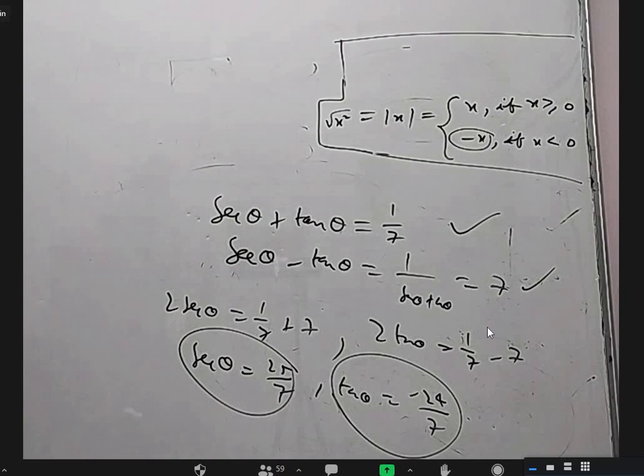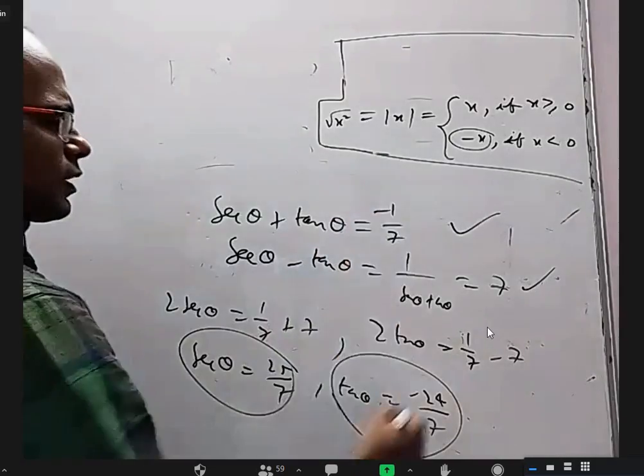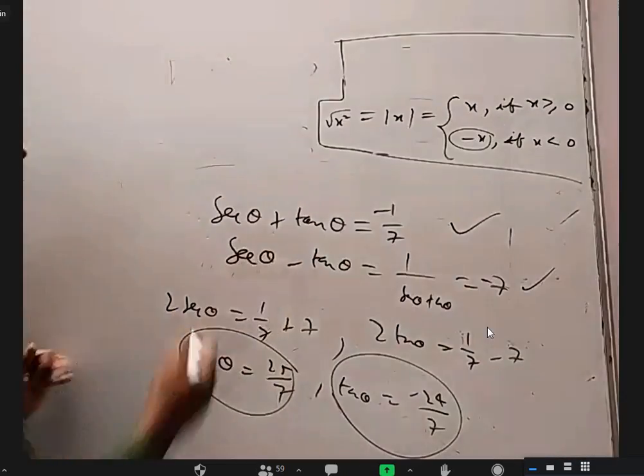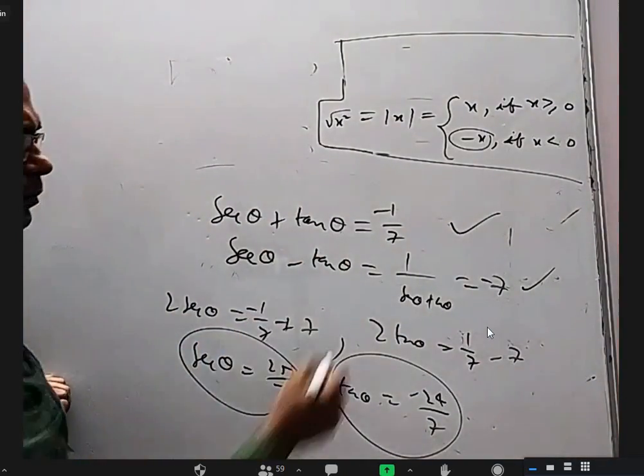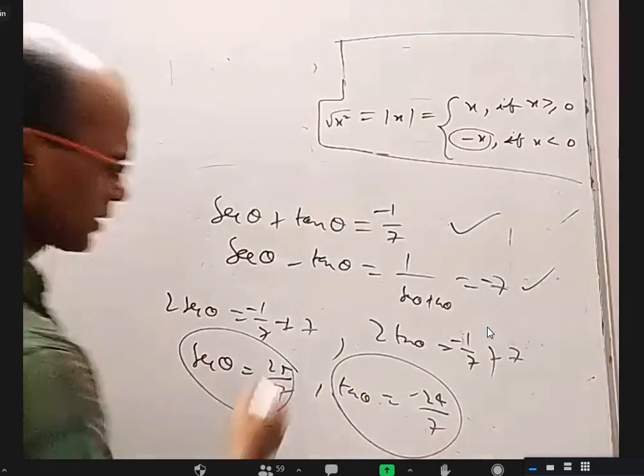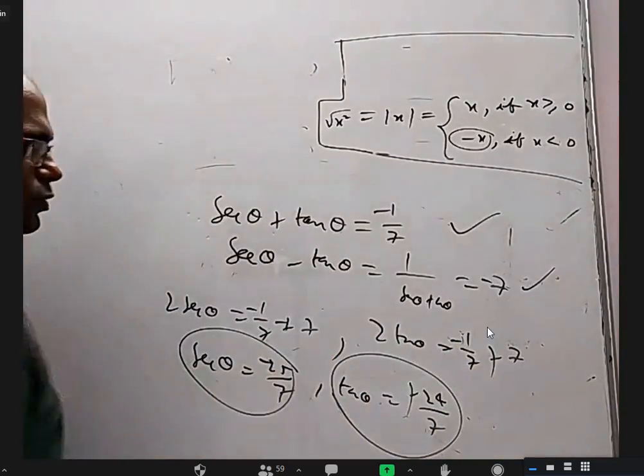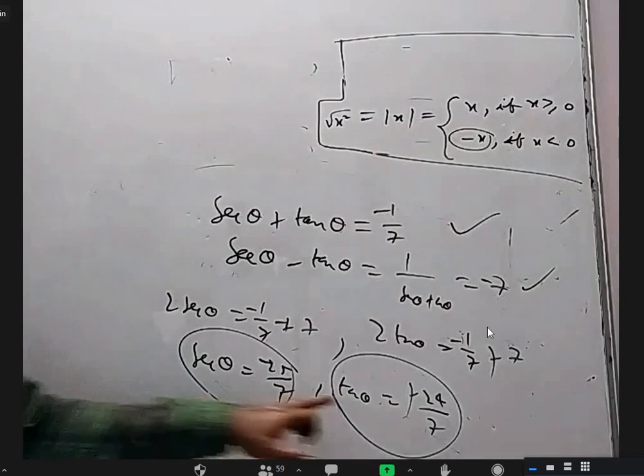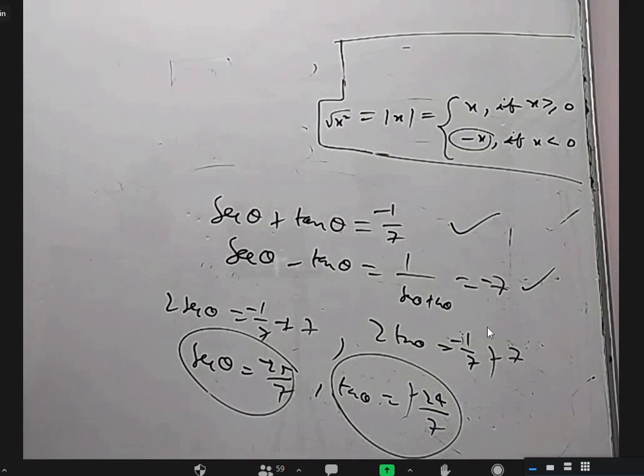Of course, I can make this minus 1 by 7, and I may get minus 7 and do something. Here I may get minus 1 by 7 plus 7. I may get this negative and this positive. Let us see, if secant is negative and tan is positive, which quadrant? Third quadrant.